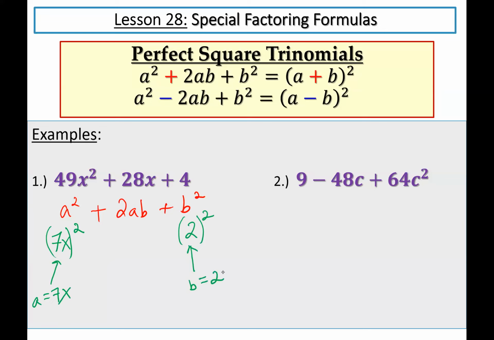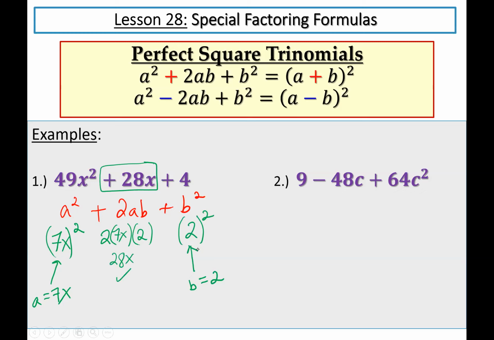Which brings us to our middle term. This is usually the hardest part to recognize here, but let's take a look. My middle term in the formula is 2 times a times b. So I need to check if I do 2 times 7x times 2, meaning I've decided that a is equal to 7x and b is equal to 2. If I multiply those all together, 2 times 7x times 2, do we actually get that middle term of 28x? And we do. 2 times 7x is 14x, times 2 is 28x.